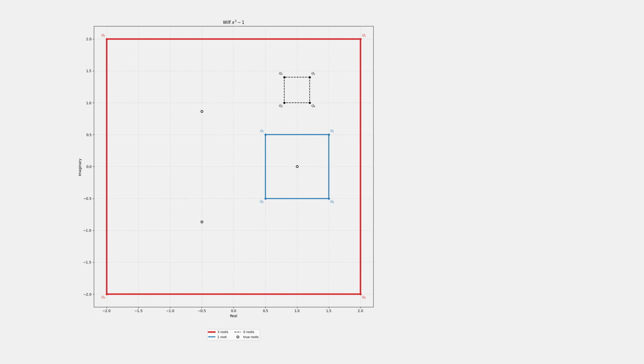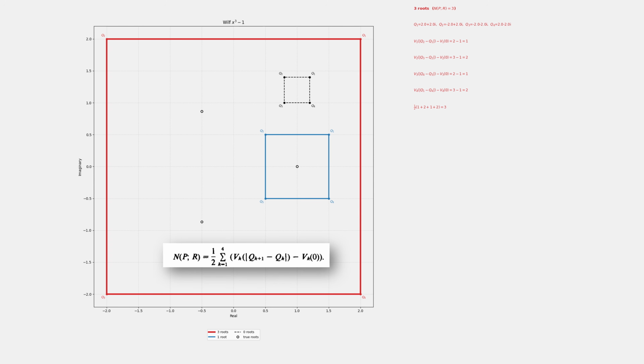I went ahead and used our same example of x cubed minus 1, drawing 3 rectangles, and using Wilf's equation, plugging it in to get 3 roots in our large red rectangle, 1 root in our smaller blue rectangle, and no roots in our smallest black rectangle.